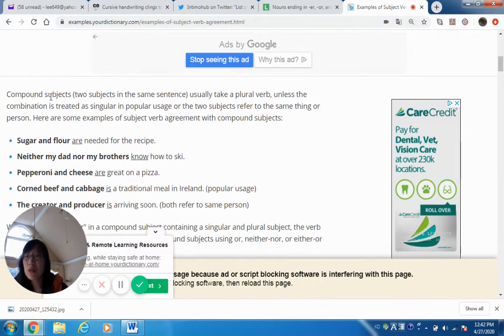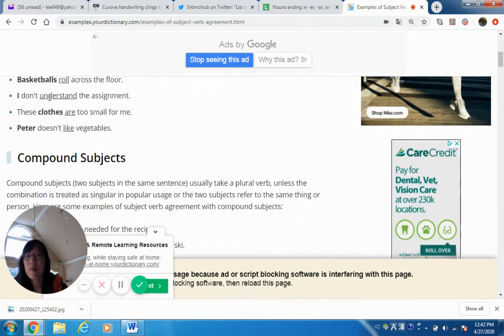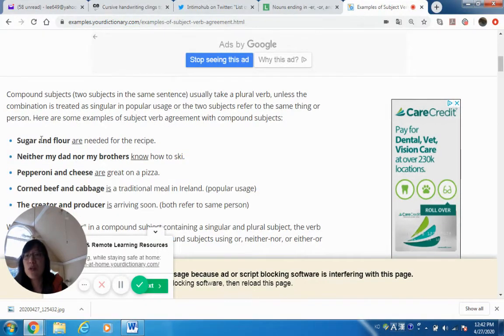So compound subjects, that means there are two subjects, sugar and flour. There are two. So it's are. Sugar and flour are needed. So we're considering this as two. Sometimes it's tricky. Some people could say sugar and flour together as one. Then they will say sugar and flour is. So it really depends.